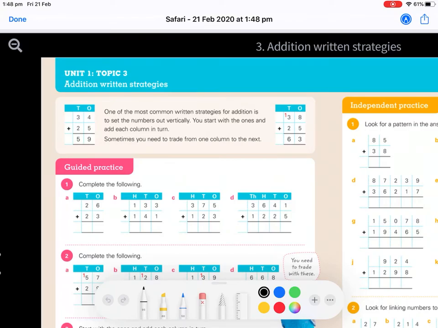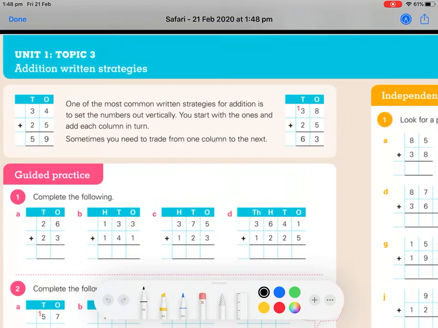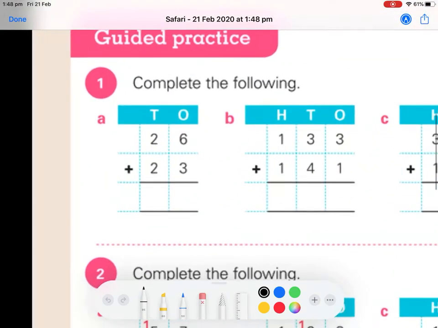Today we are looking at the Oxford Year 5 book, Unit 1, Topic 3. So let's have a little look. It's all about the addition written strategy. One of the most common written strategies for addition is to set the numbers out vertically. You start with the ones and add each column in turn. Sometimes you need to trade from one column to the next.